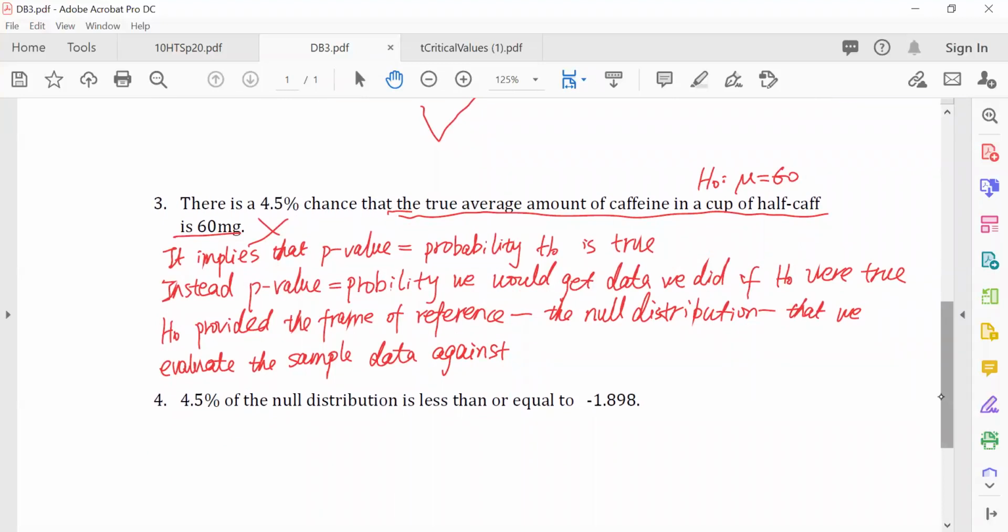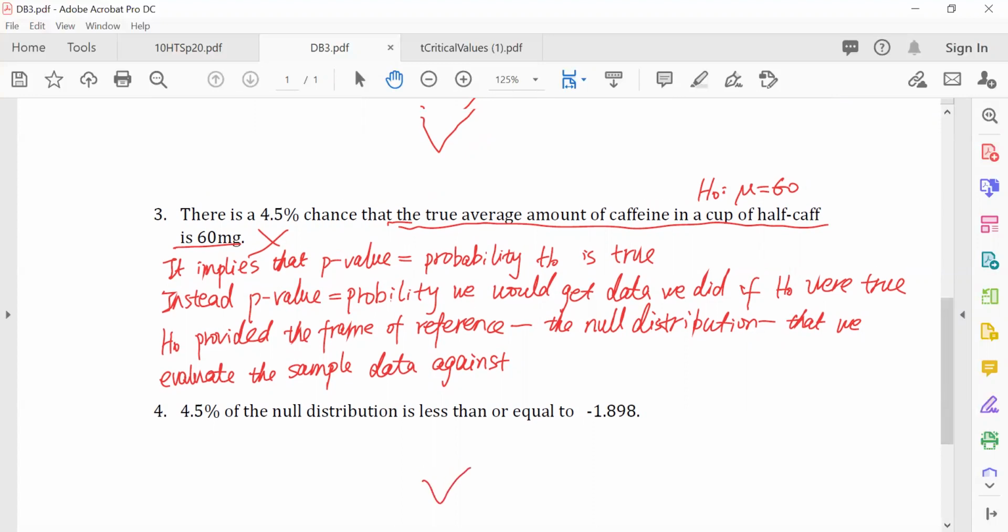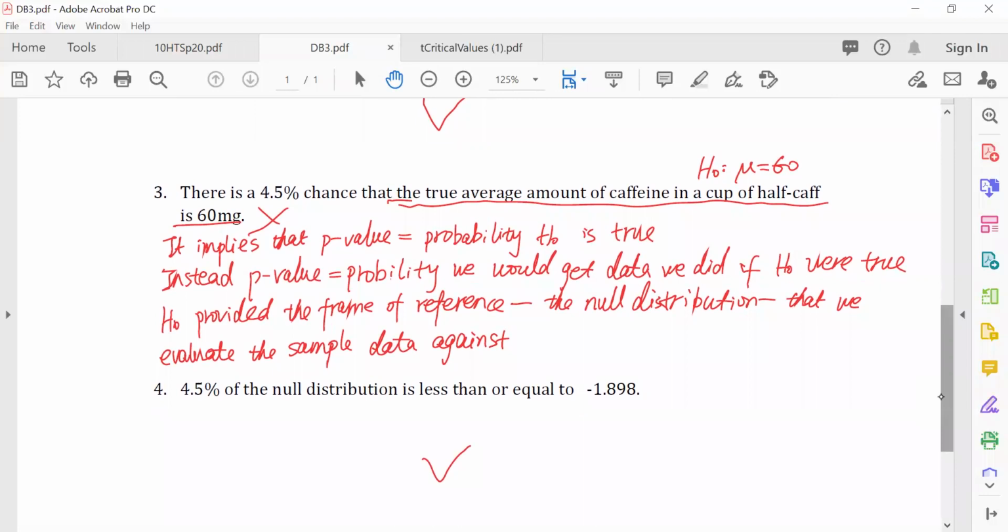The last one is also correct. It is again another way of saying 1 and 2. The probability that the null distribution is less than or equal to negative 1.898 is 4.5%. Okay, that's the end of this video.